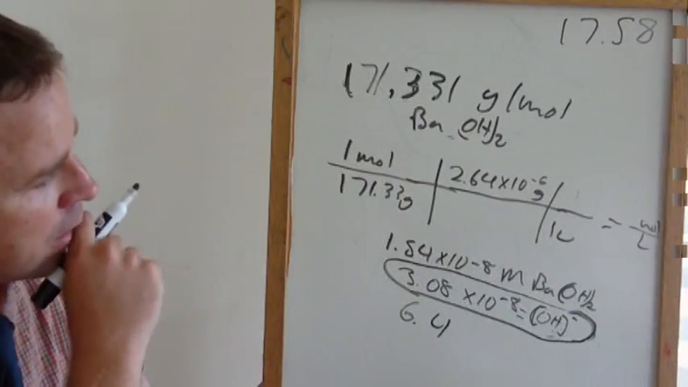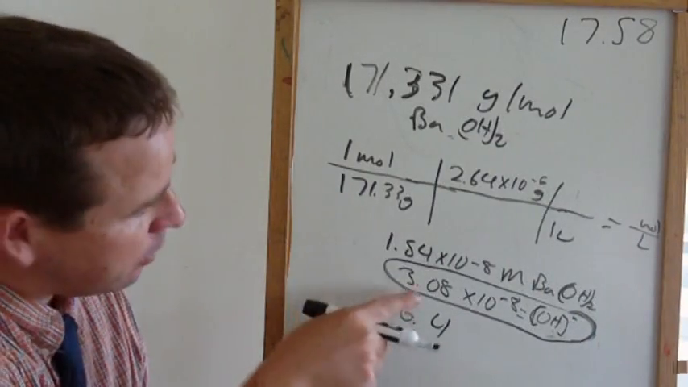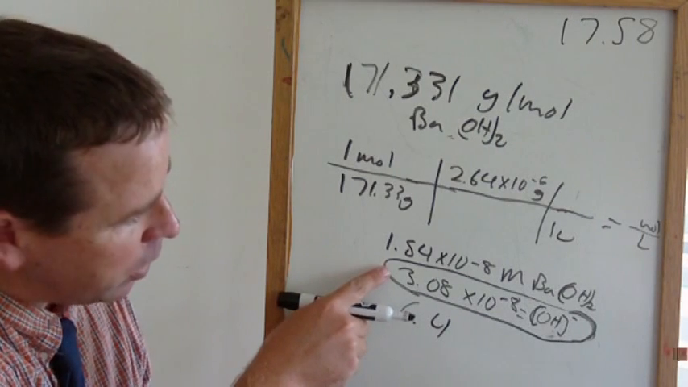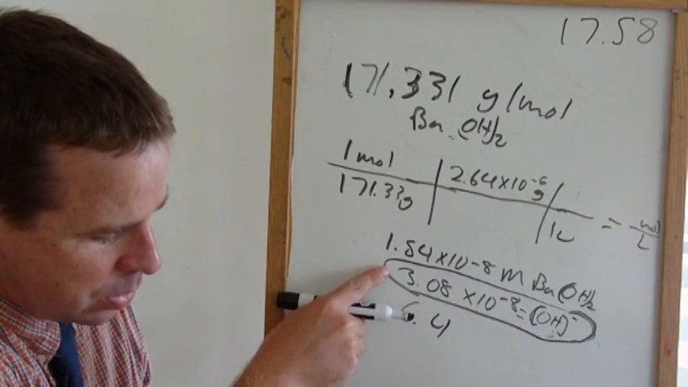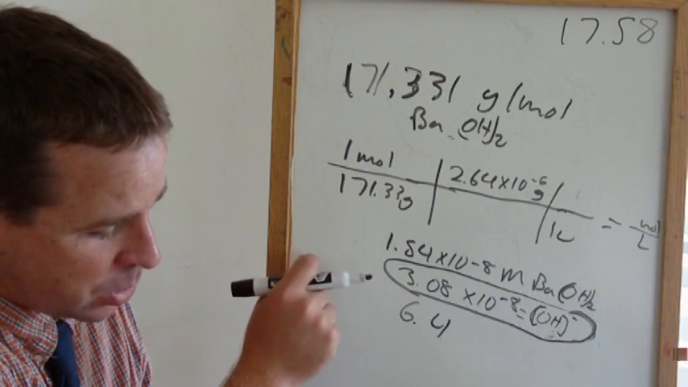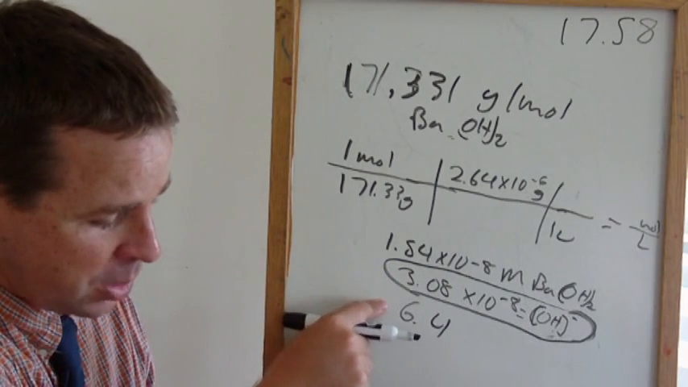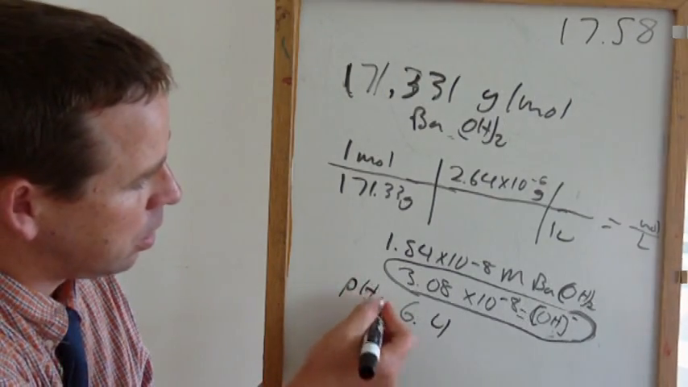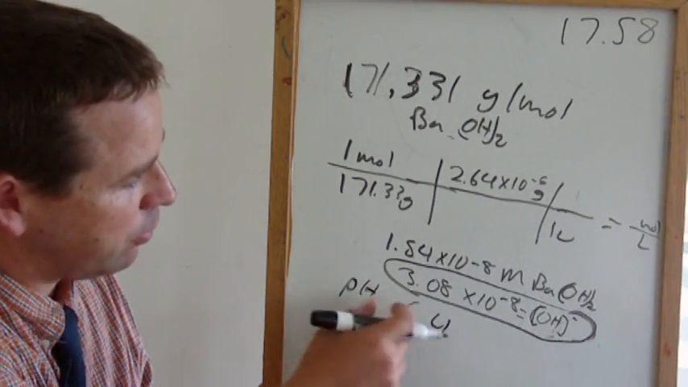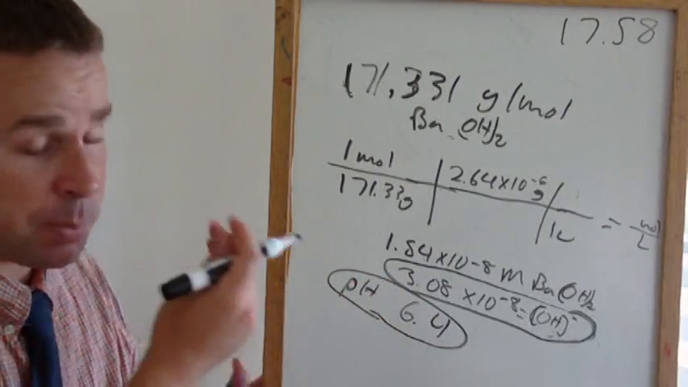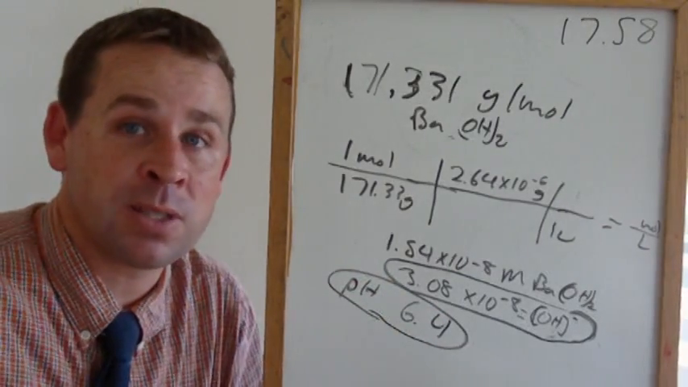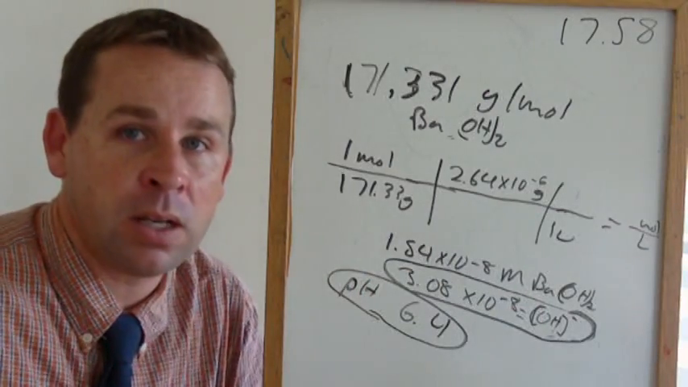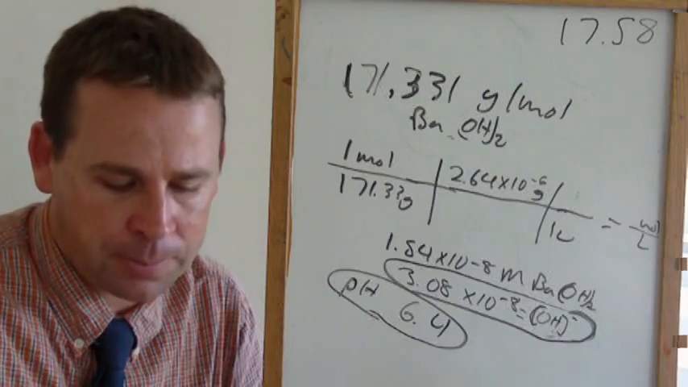Or sorry, this was the hydroxide ion concentration. We took the negative log of this value, and we got the pOH, 7.5. We took 14 minus 7.5, and we got the pH. So according to this, it would suggest that the pH is 6.4. And that's a problem because 6.4 is slightly acidic, right? We just added hydroxide ion, and so it shouldn't be slightly acidic.